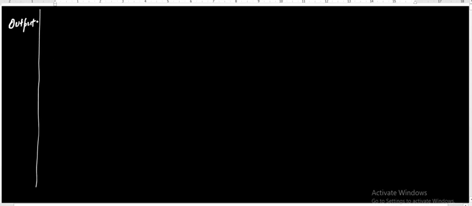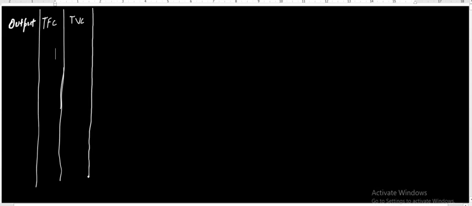Now I've got a total fixed cost. I've also got the total variable cost, and then I can calculate the total cost. Now let me consider first this amount of the case. Now let me take up some outputs.